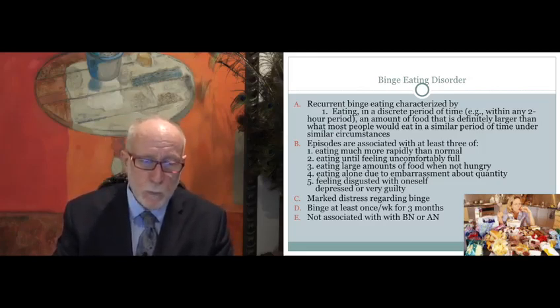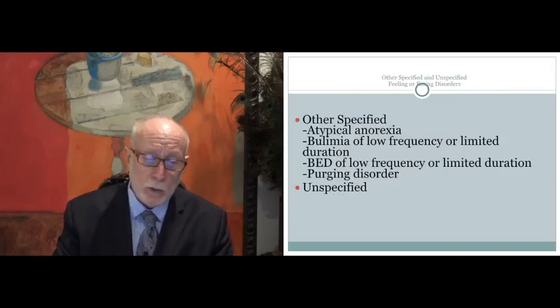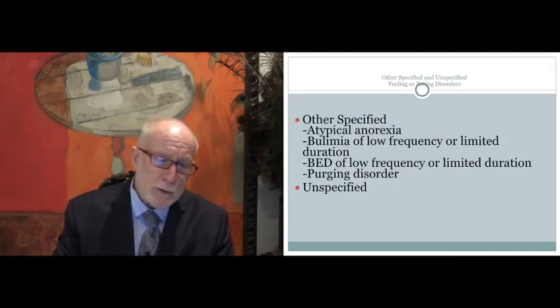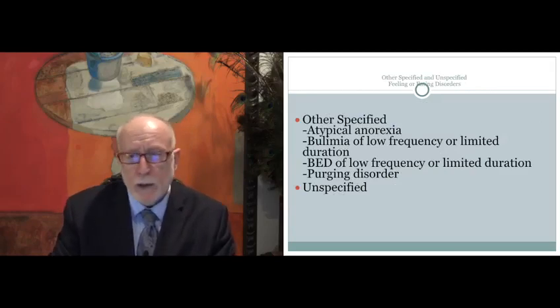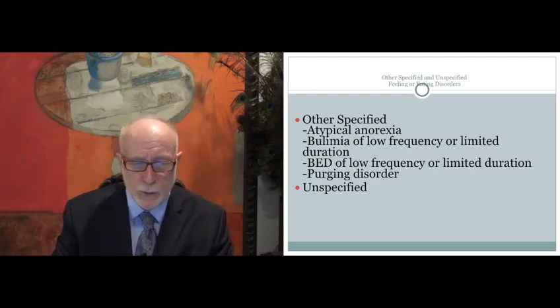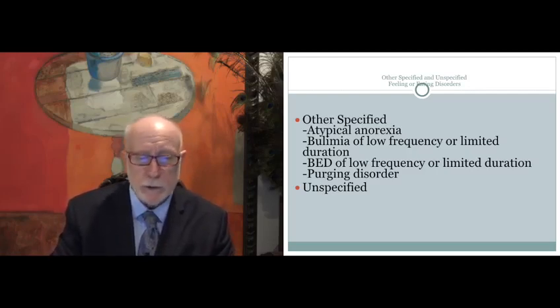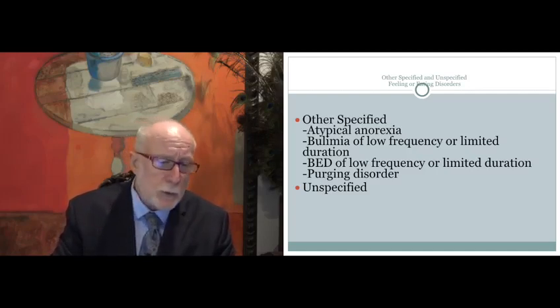Let me mention that there are, of course, in the DSM-5, the other specified and unspecified feeding or eating disorders. The other specified could be a variety of things. What does other specified look like? Well, you might have an atypical anorexia, for example. That could be an other specified eating disorder. You might have a low frequency or limited duration bulimia.